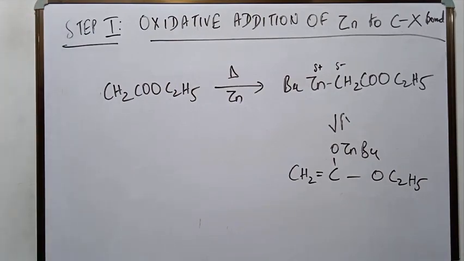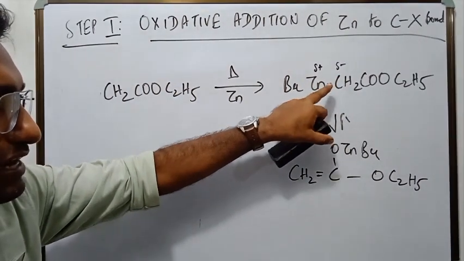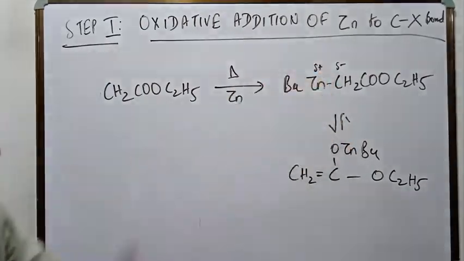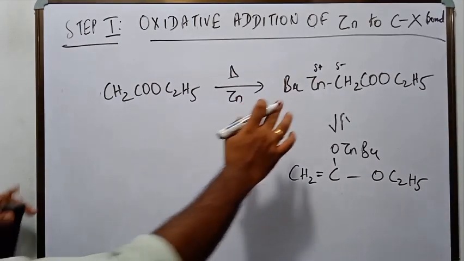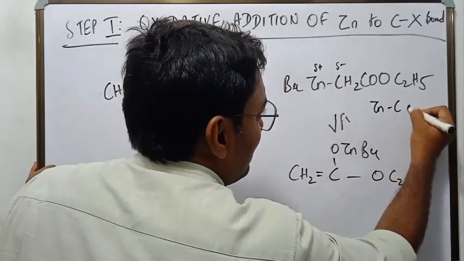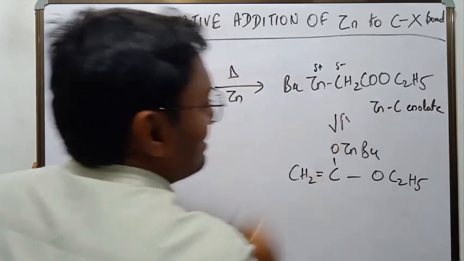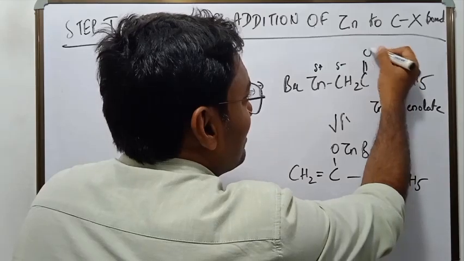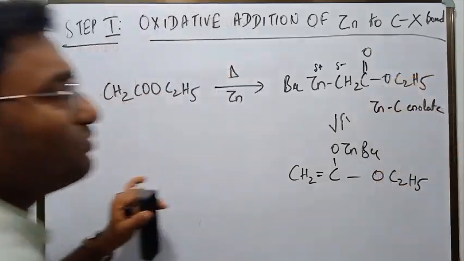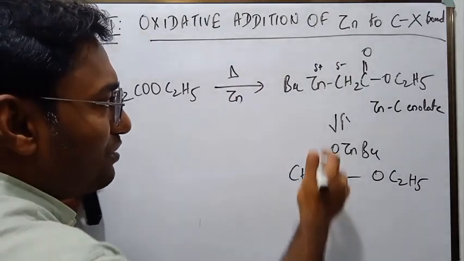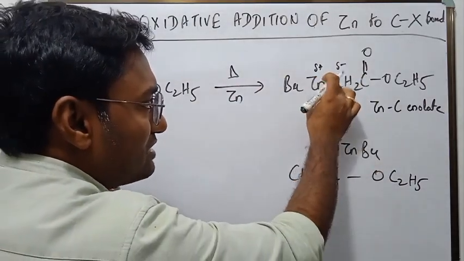So it is a highly polar bond, and it is liable to break at the slightest provocation. So this is the zinc carbon enolate complex. Why enolate? See, this is in enolate form. So this is the zinc carbon enolate complex, and as I said, at the slightest provocation it would break.